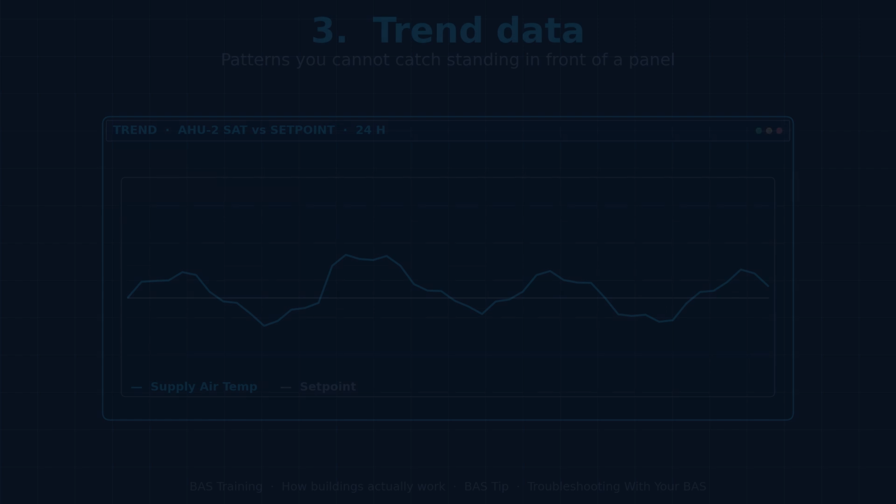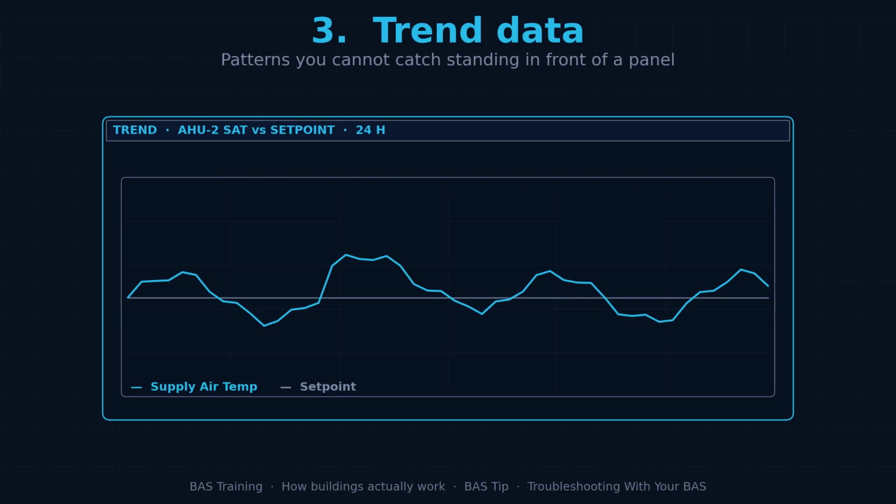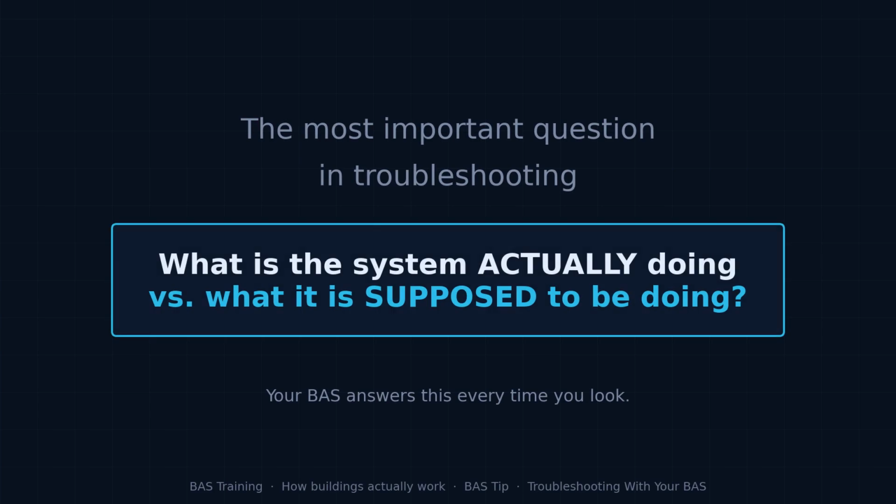Number 3, trend data. This is where most techs leave money on the table. Trends log point values over time, every 5, 10, or 15 minutes, and they let you see patterns that you cannot catch standing in front of a panel. Together, these 3 things let you answer the most important question in troubleshooting. What is the system actually doing versus what it is supposed to be doing?